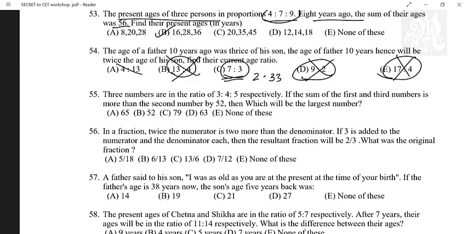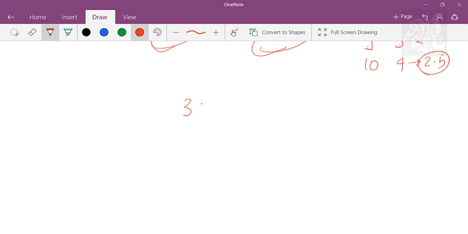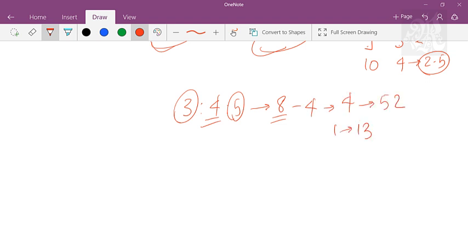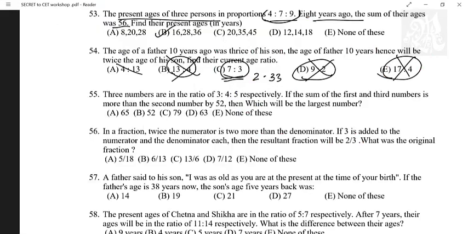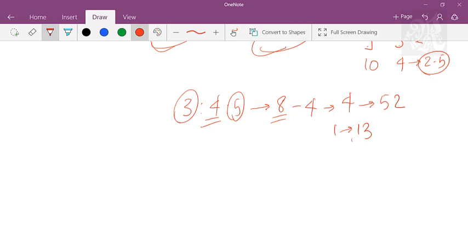Three numbers are in the ratio 3:4:5. The first and third is more than the second by 52. Now if the numbers are 3, 4, 5, the first and the third add to 8. Now they're saying this is 52 more than the middle. So basically 4 parts is 52. So one part is 13, and you're supposed to find the larger number. So the larger number is 13 into 5, which is 65, and that's the answer, 65.